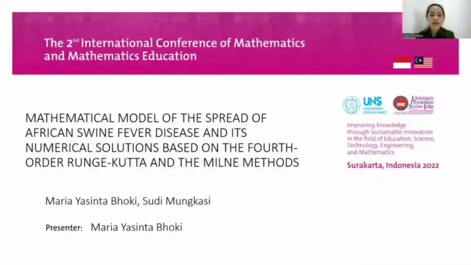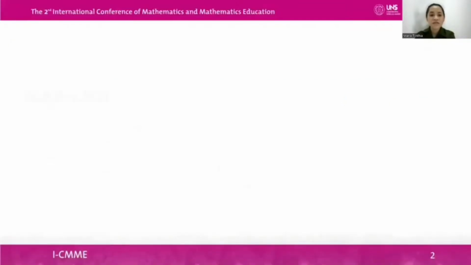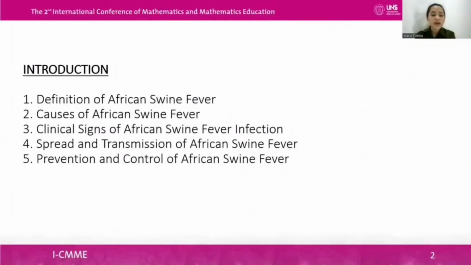On this occasion, I will present the results of my research with the title Mathematical Model of the Spread of African Swine Fever Disease and its Numerical Solutions based on the Fourth Order Runge-Kutta and the Milne methods by Maria Yasinta Bhoki and Sudi Mungkasi. The first part begins with an introduction.